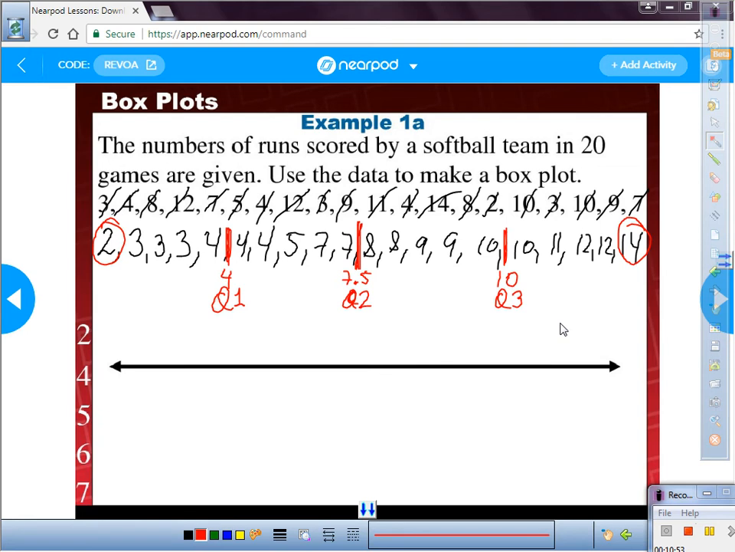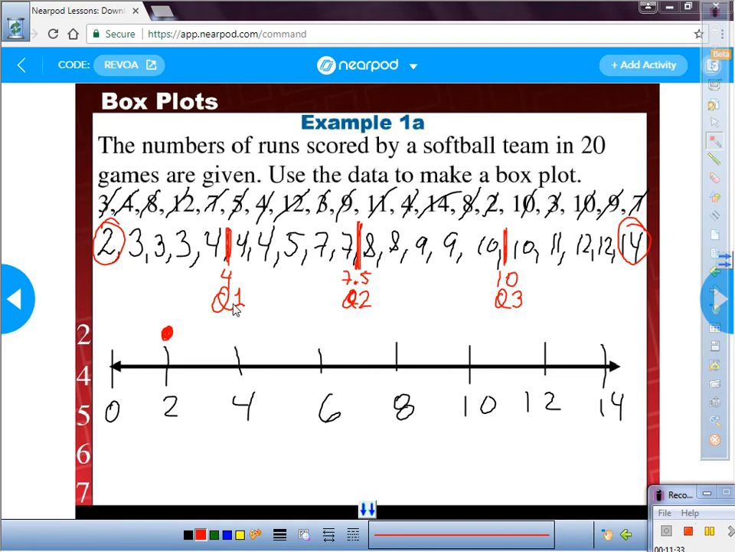Now that I have my 5 data points that I need in order to plot onto the number line, I need to scale the number line according to the numbers that I have here. Let's see. Going from 2 to 14, what should I scale this by? By 2s. I'm going to start at 0, 2, 4, 6, 8, 10, 12, 14. All right. So what's my minimum? 2. But watch. Instead of plotting it on the line, I'm going to plot it a little bit above the line.